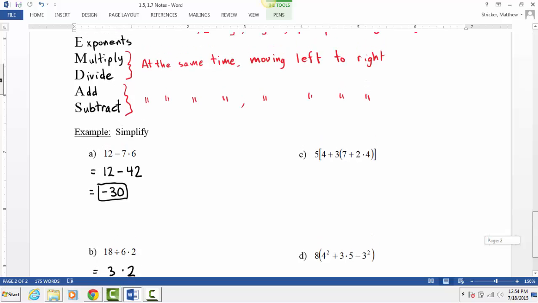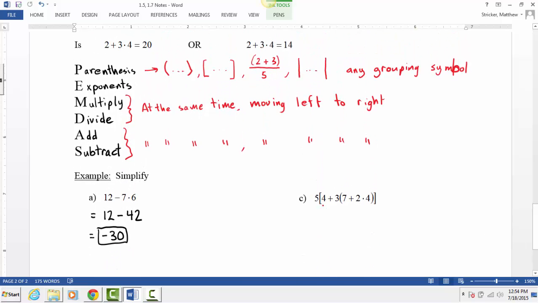Okay, moving on to example C. Well, here we have some parentheses, so we're going to want to simplify what's in the parentheses first. And there's actually two sets of these, so I'm going to look at the innermost ones first, and inside the innermost ones I have an add and a multiply. Remember, we multiply before we add, so this is going to be 2 times 4 is 8 plus 7, and 7 plus 8 is 15. So we simplified that set of parentheses down.